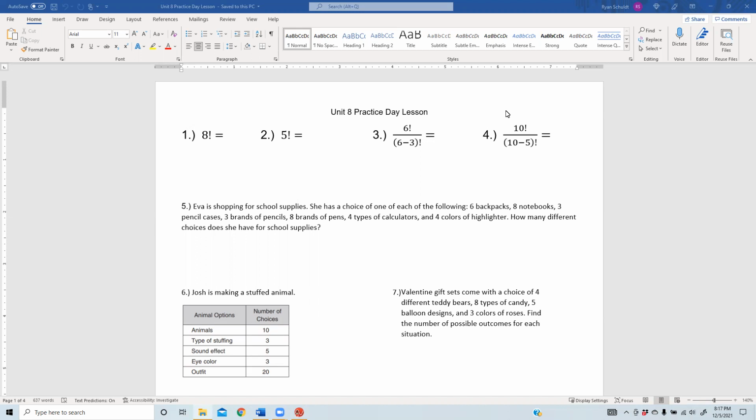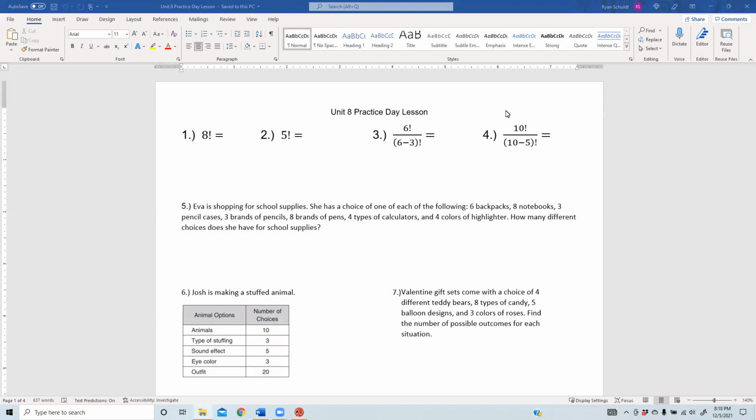This is the last official lesson of not only Unit 8, but of the year. From this point on, we're either going to be reviewing for the Unit 8 test or reviewing for the final and then taking each of those tests. So this is like our last lesson.